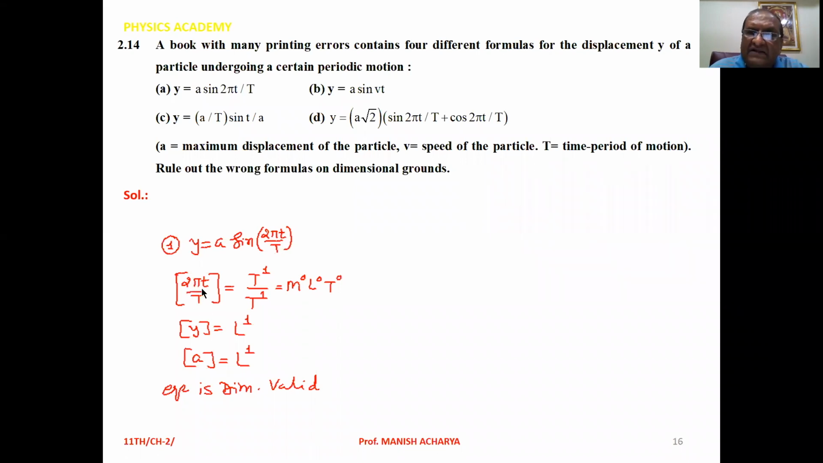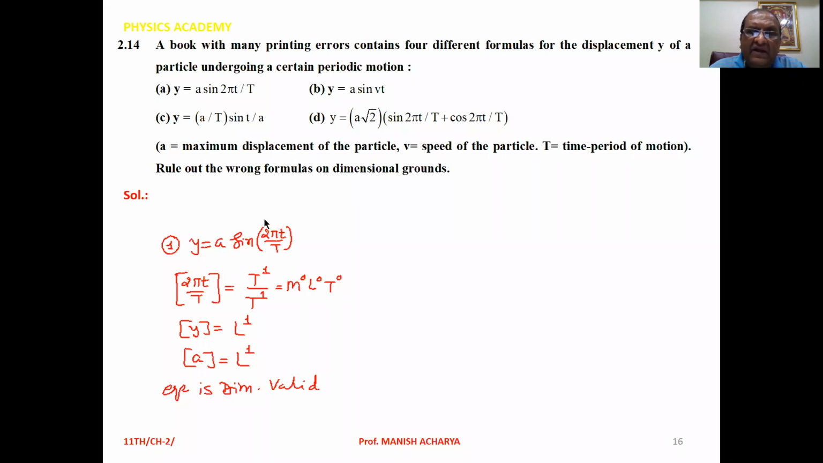So 2π is a constant, it is dimensionless. Small t is time, so its dimension is T^1. Capital T is the time period, after all it is time, so T^1. So finally you will get M^0 L^0 T^0. So here this particular function is now clear. It is with dimension M^0 L^0 T^0. Then for a and y.